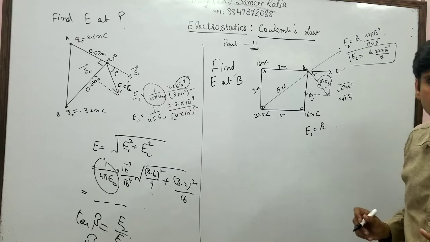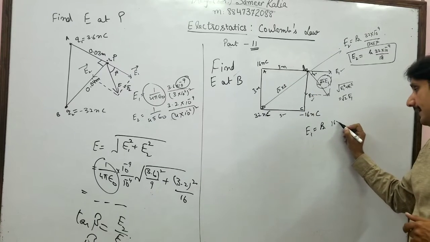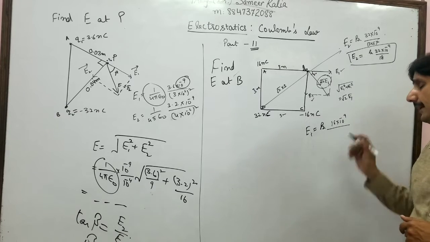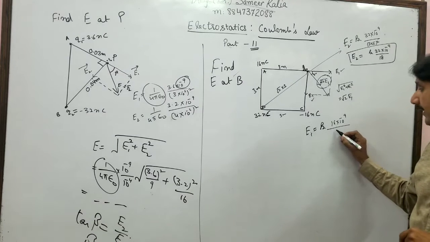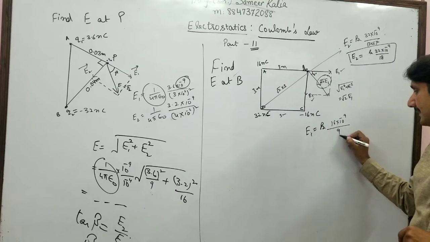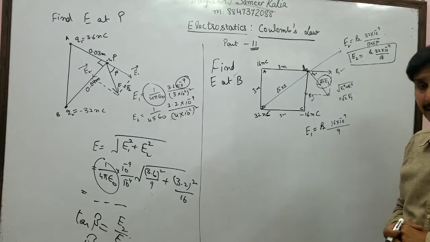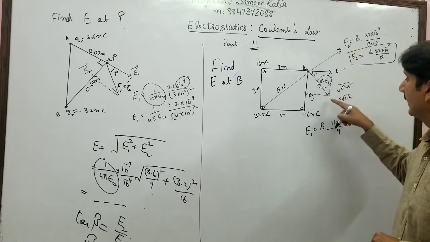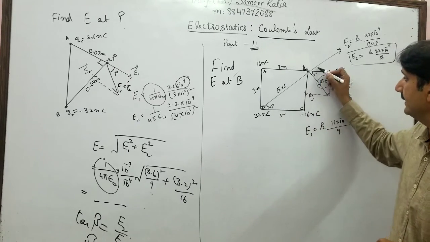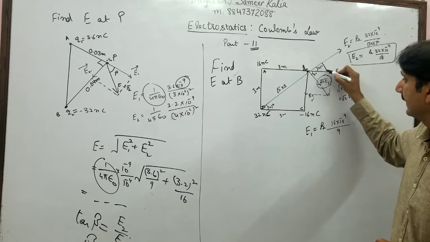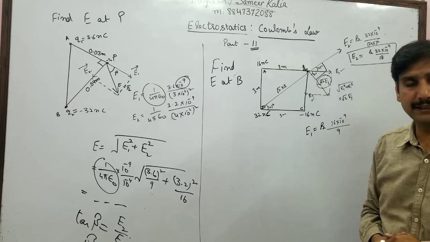E1 was the constant of proportionality K times the charge. Charge is 16 into 10 raised to the power minus 9 whole divided by the square of the distance, which is 9. Now what would be the angle between E2 and under root 2 E1? Need not tell you. This was 45 degrees, so this is 45 degrees. The resultant angle between this resultant vector and E2 vector is still 90 degrees.